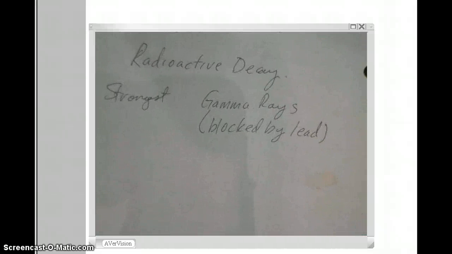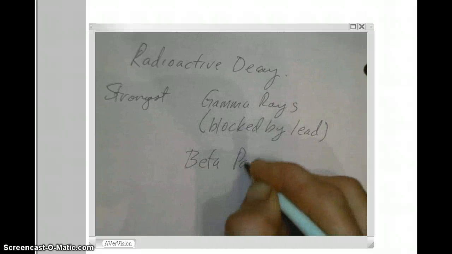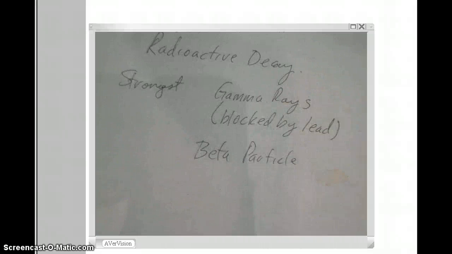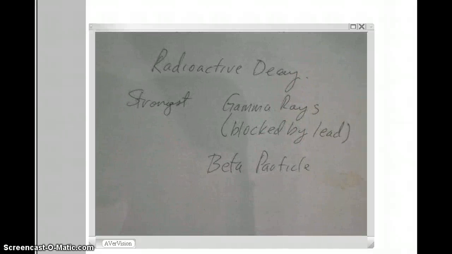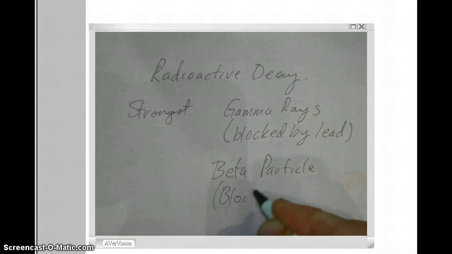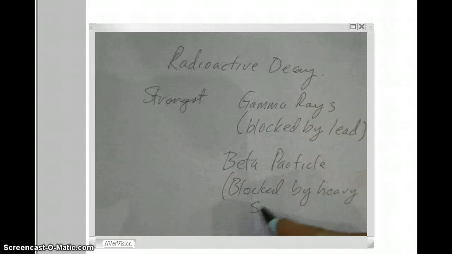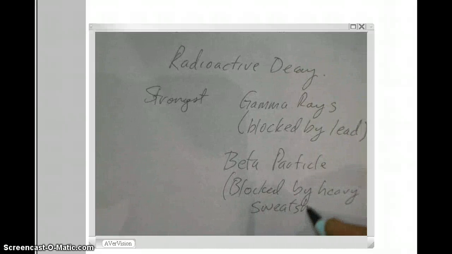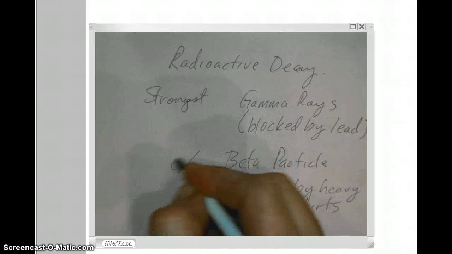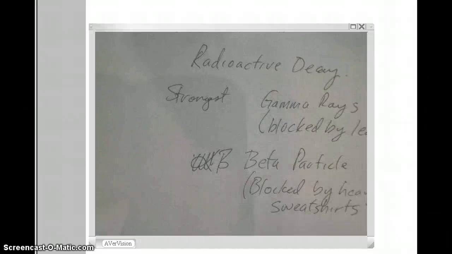The next type of radioactive decay that we have is going to be a beta particle. Now, these aren't as penetrating as gamma rays, but they are the next strongest. They can be blocked by heavy sweatshirts or coats. Their symbol here is, whoops, that's alpha, is a beta particle. Gamma is upside down like that.